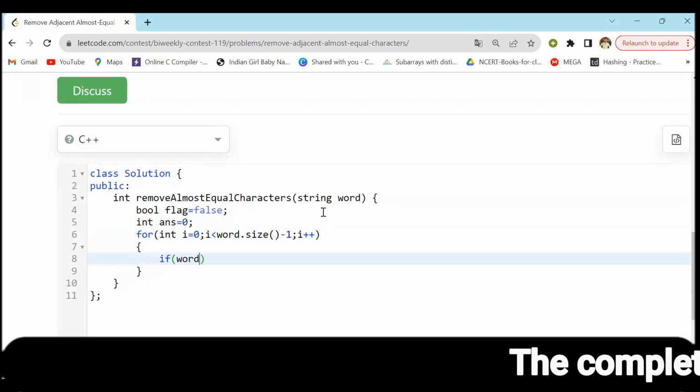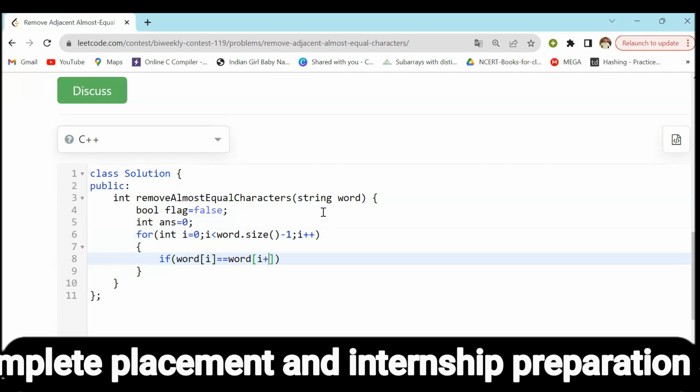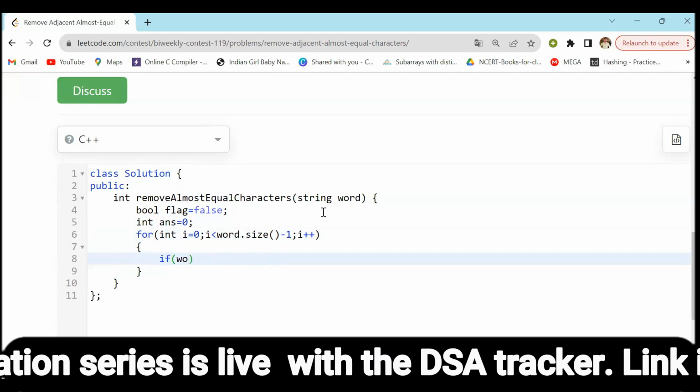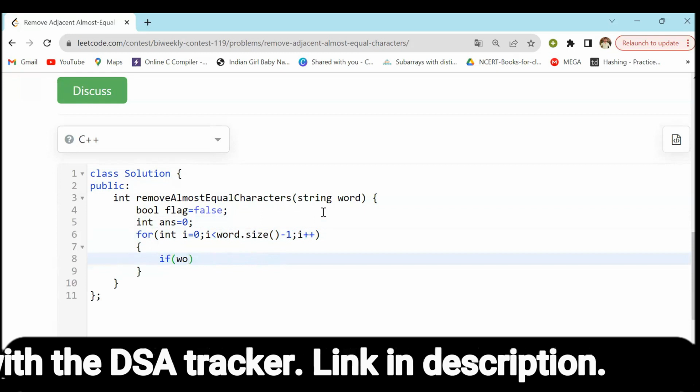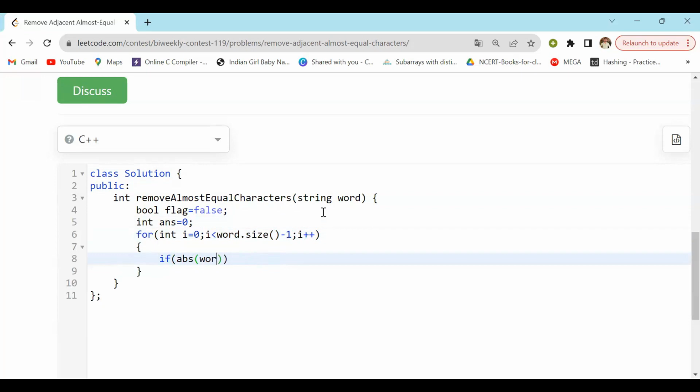If word[i] is equal to word[i+1], or basically you can just check the absolute difference, right? If the absolute of word[i] minus word[i+1] is less than or equal to 1, that means they are almost equal, right?